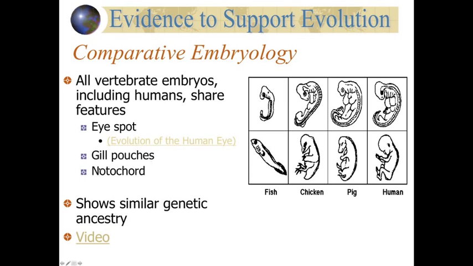And then there's something called a notochord, which is essentially the area where the spinal cord will develop, and we see that here in each of these types of embryos.